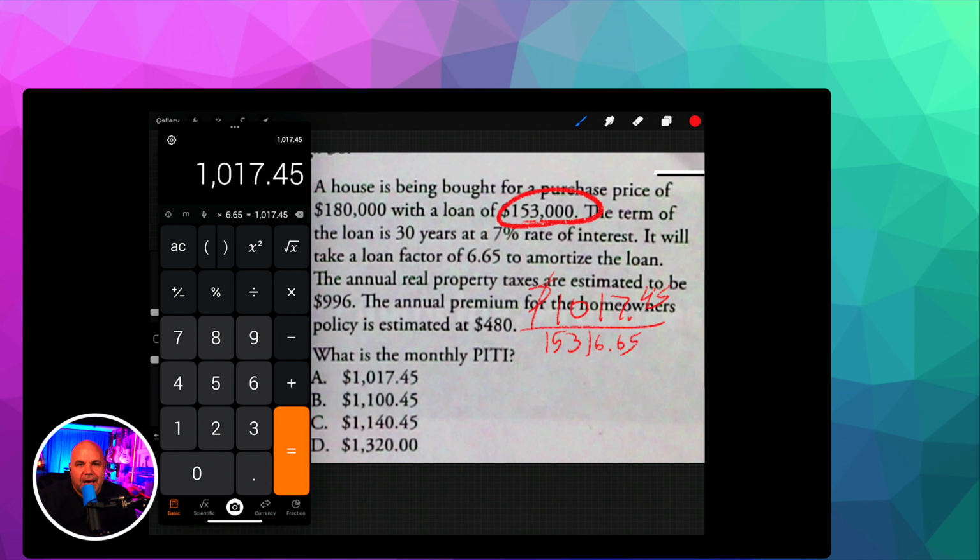Now we need to calculate just the I. Wait, no, sorry. I was thinking of something else. So we've got our P and I. P and I is the 1,017.45. Now we need to get our taxes. Taxes annually are $996. What do we need to do to convert those to monthly?